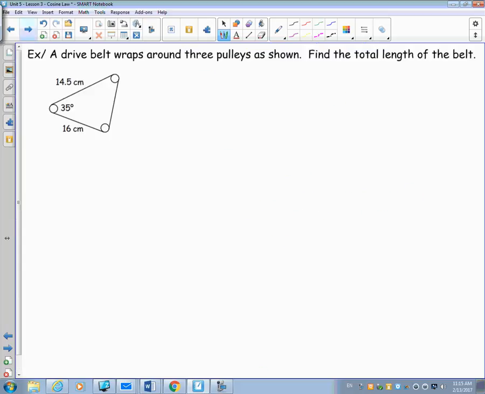Okay, we'll try a couple applications. So we have a drive belt that wraps around 3 pulleys as shown. Find the length of the belt. Well, I know one part of the belt. I know the second part of the belt. All I need is the third part.